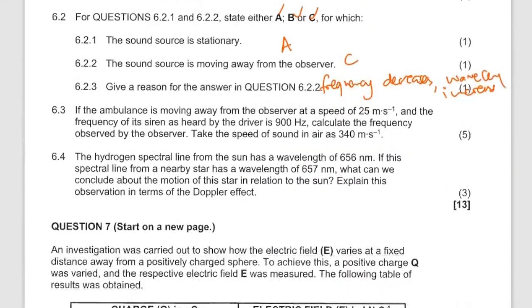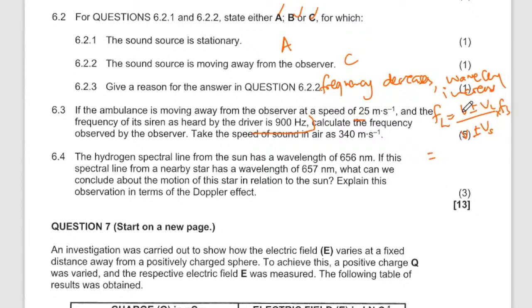Then 6.3, they're telling us that an ambulance is moving away from the observer at this speed, and the frequency of the siren that is heard is at this frequency. We need to find the frequency of the observer, with the speed of air given. One thing we know about the Doppler formula is that the frequency of the listener is equal to v plus or minus v of the listener over v plus or minus velocity of the source, times the frequency of the source.